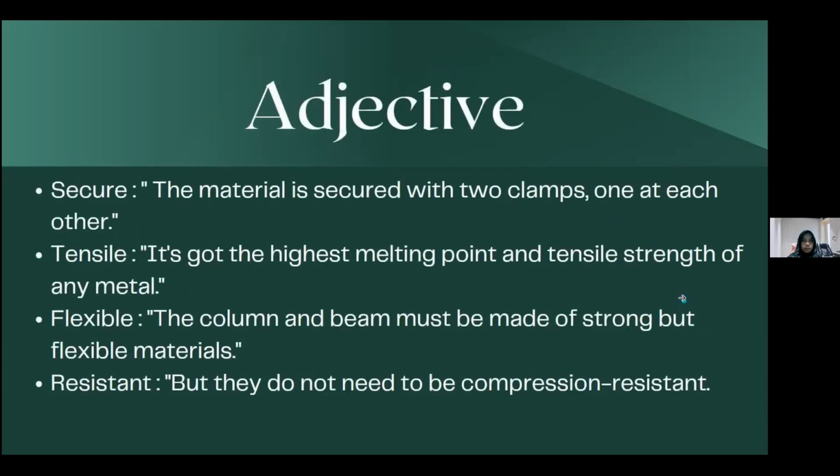The third is adjective. The word is secure. The sentence is: the material is secured with two clamps, one at each end. Tensile, it has the highest melting point and tensile strength of any metal. Flexible, the column and beam must be made of strong but flexible materials. Resistant, but they do not need to be compression resistant.